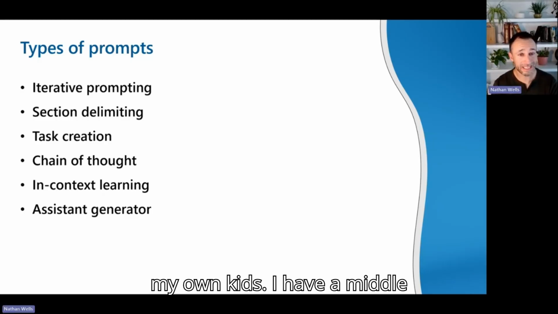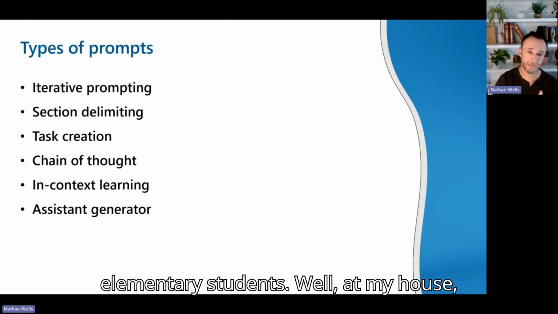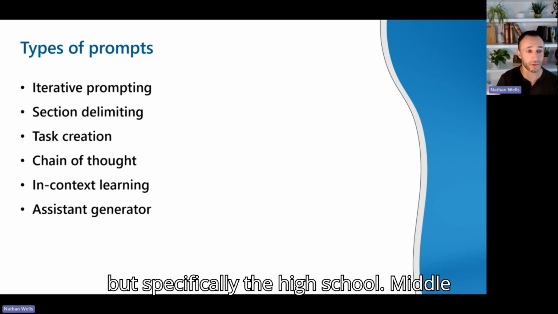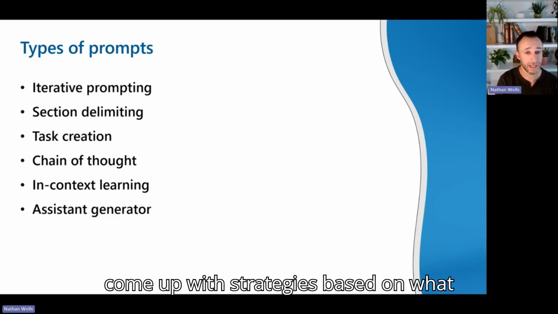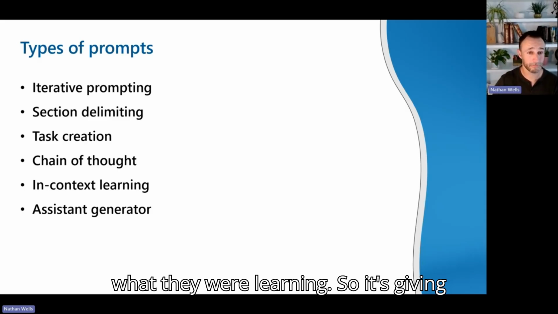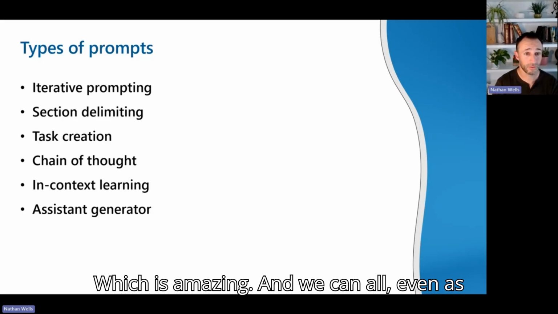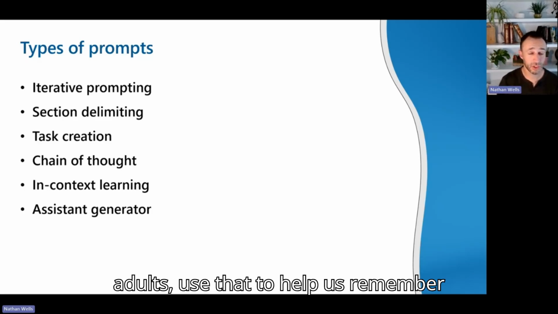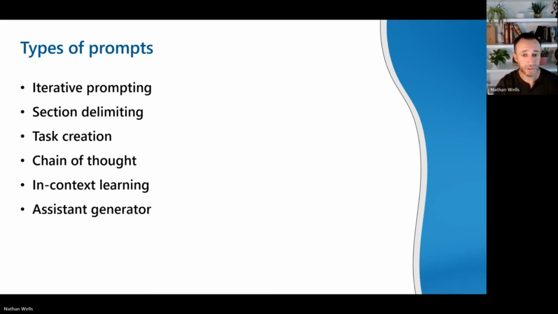I actually use this with my own kids. I have a middle schooler, a high schooler. I have an elementary student as well in my house. But specifically for the high school and middle schooler, I asked Copilot to help me come up with strategies based on what they were learning to help them remember what they were learning. So it's given me basically tutoring suggestions, right? Which is amazing. And we can all, even as adults, use that to help us remember things that are really important, that are coming up, anything like that.